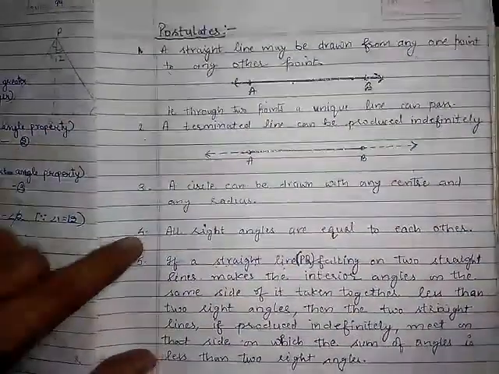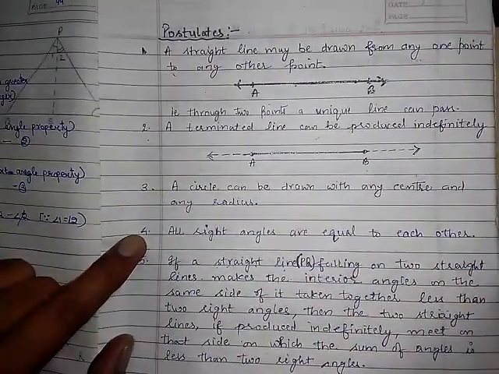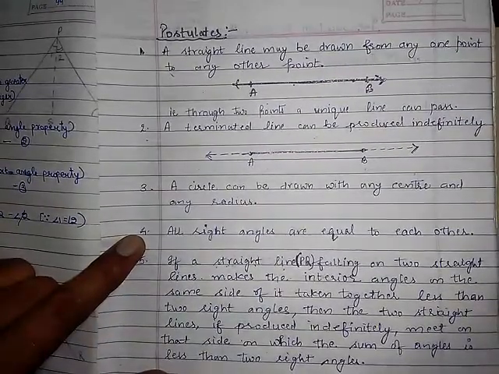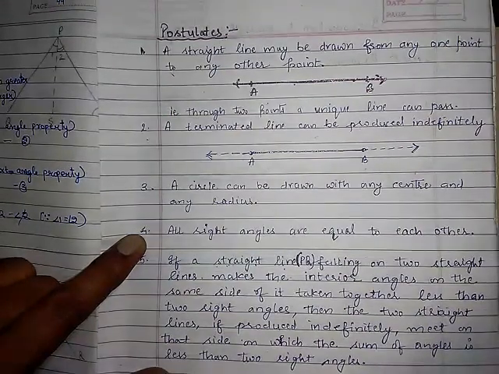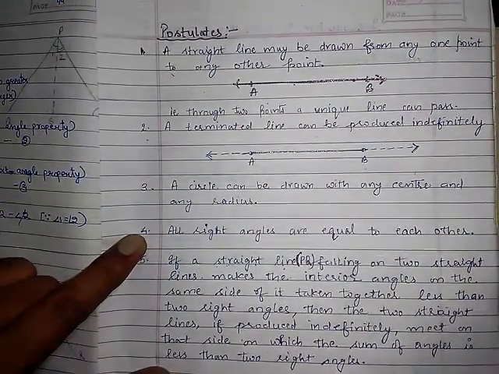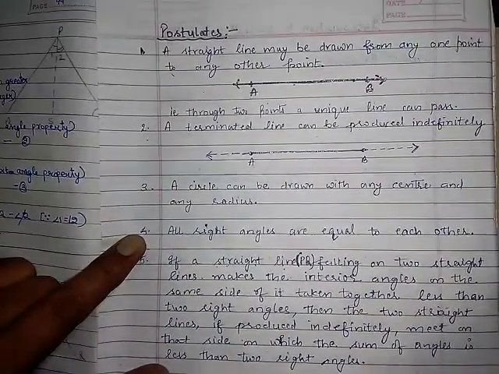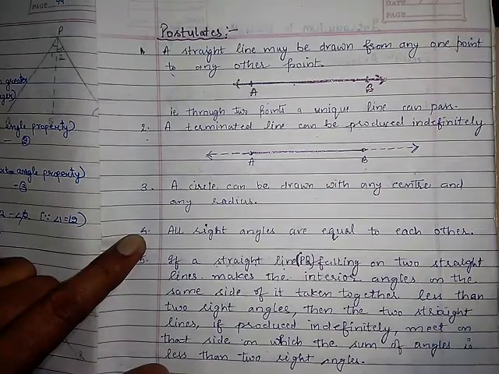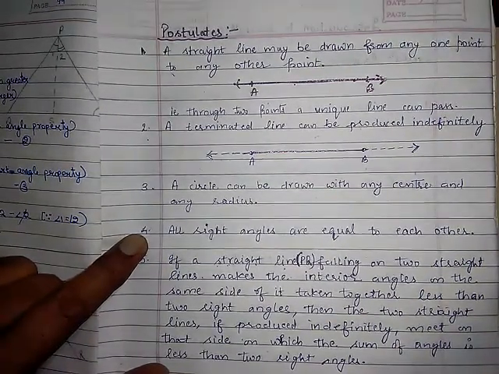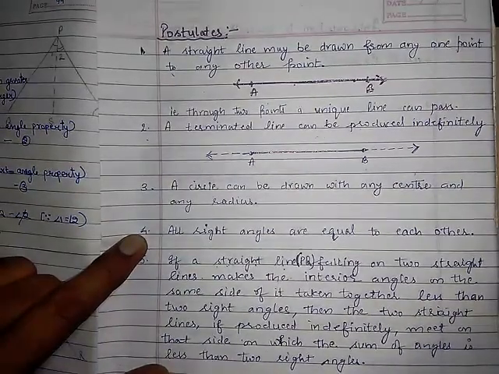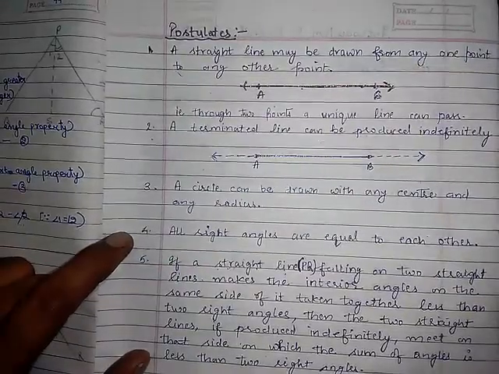Then coming to our fourth postulate, that is also very simple. All right angles are equal to each other. First of all, you must be clear about the right angle. Right angle means the angle whose measurement is 90 degree. Whether you draw a small one or a bigger one, every time the measurement will be 90 degree only. So we can say that all the right angles are equal to each other. That is the meaning of this postulate, right?